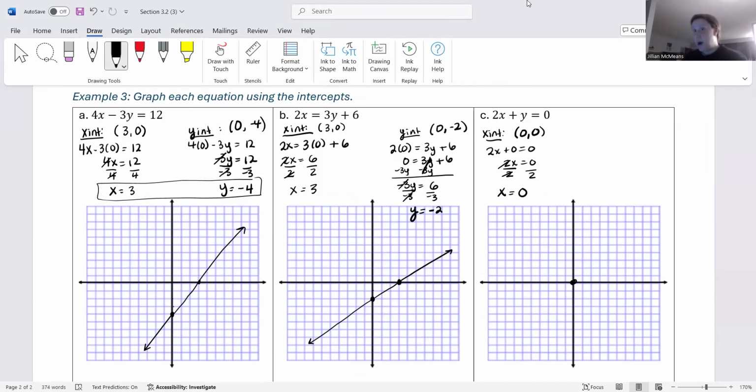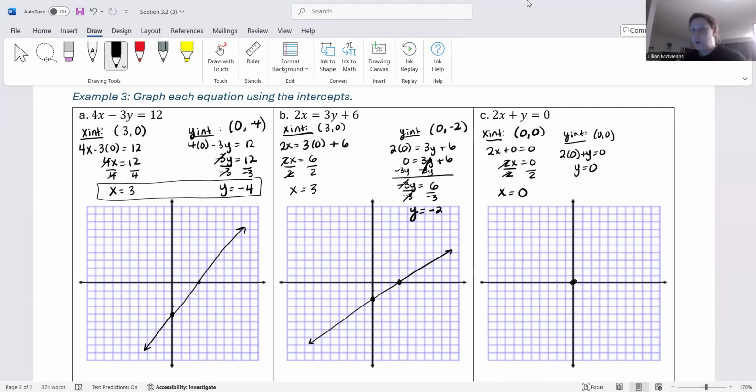Well, that tells me my y-intercept is the same thing. And if we need to prove it to ourselves, we can. So if we look at the y-intercept here, we let x equal 0, and we solve for y. Well, 2 times 0 is 0. 0 plus y is y. And then y equals 0. So we get the same thing. So if that's the case, we're in trouble. We can't graph using our intercepts because you have to have a minimum of 2 points to graph a line.